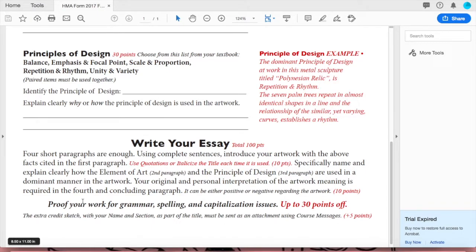I've said this before. If you want to send your paper to me early, if you are somebody who struggles with paper writing, that's common. That's okay. You can send it to me, and I'll give you some suggested revisions and things like that. You can do an extra credit sketch, okay? Now, this says all of this must be sent as an attachment in course messages. This is not what I would like. I would like for you guys just to email me your papers, and you can email me images of the sketch for an extra 5 points.